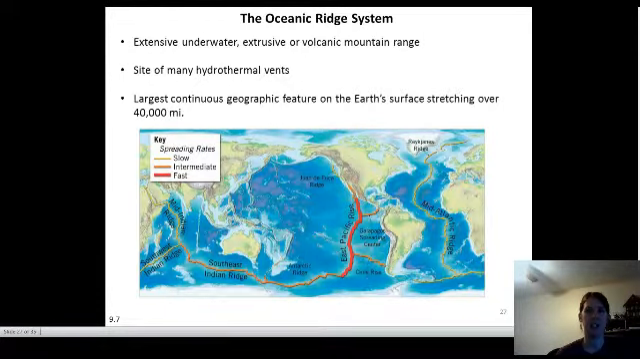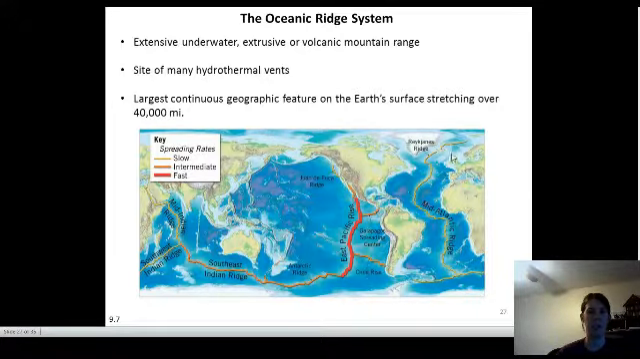Then we get to the oceanic ridge system, also known as the divergent boundary zones. So these are extensive underwater, extrusive, or volcanic mountain ranges. They are the site of many hydrothermal vents because this is where we've got the crust spreading, and we have that melted lithosphere breaking through and creating new crust. This is actually one very long interconnected ring, and it is the largest continuous geographic feature on the Earth's surface, stretching over 40,000 miles. So this is just showing that extent of the ocean ridge system.